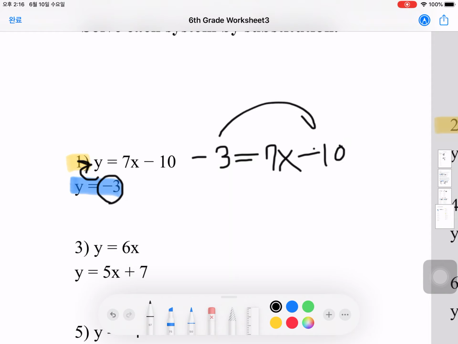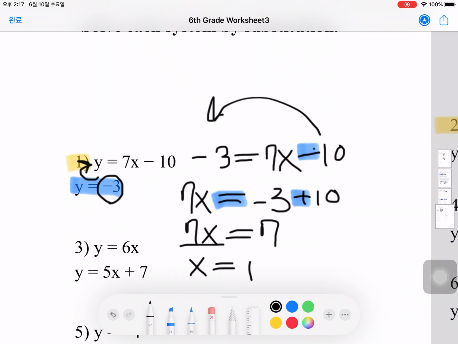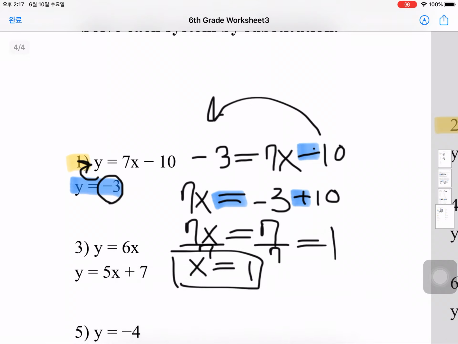And now we want to move the 10 to this side. 7x equals, when you change across the equal sign, you want to change the sign. So negative 3 plus 10. The negative 10 becomes a positive 10 when it moves across the equal sign. So if we simplify that, it becomes x equals 1, because we want to divide both sides by the same number of 7, and then 7 is simplified to 1, so your final answer is x equals 1.